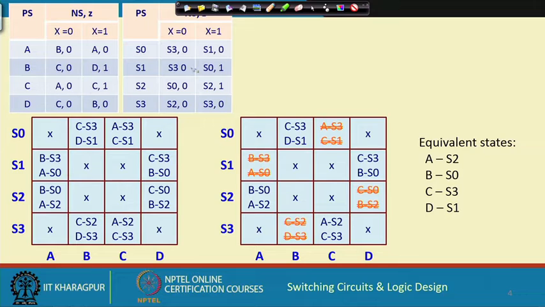Between A and S1, you see B S3, A S0. I think there is... okay, just a second, between A and S2, I think this should be 1. There is a typographic error, yeah, this should be 1, it will be corrected.